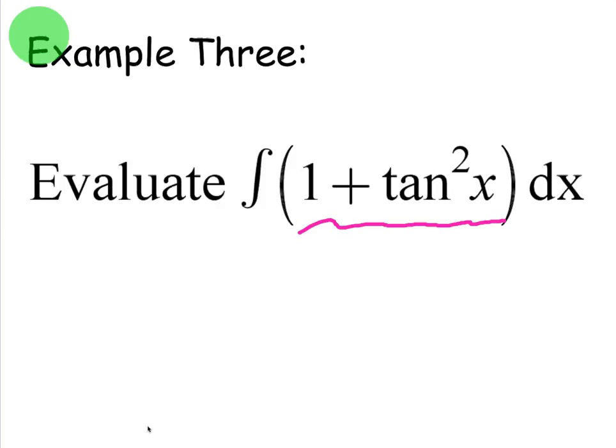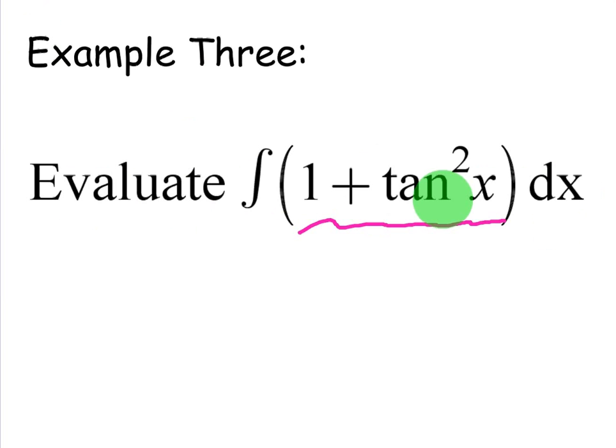Alright, we're going to do another trig example, example 3, of antiderivatives of non-power functions. We have the antiderivative of 1 plus tangent squared x dx. So again, if you're just thinking, okay, well the antiderivative of 1 is x, what's the antiderivative of tangent squared?